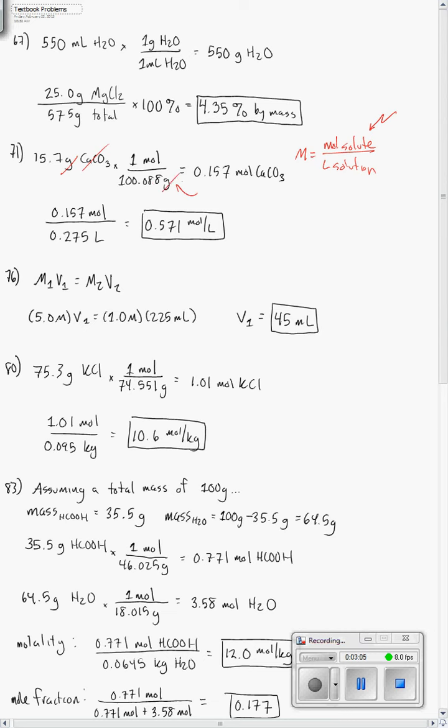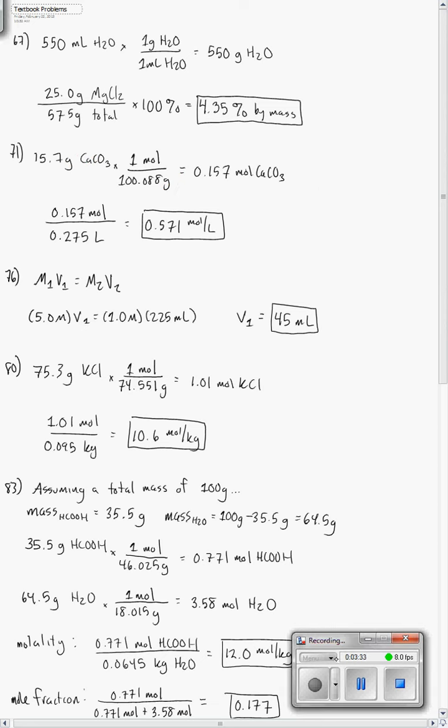We want to divide this by liters of solution. We're told that we have 275 milliliters. There are 1,000 milliliters in a liter, so 275 milliliters is the exact same thing as 0.275 liters. Now we've got our moles of solute and our liters of solution. It's just a matter of dividing one by the other. If you do that, you'll end up with a concentration of 0.571 moles per liter, or 0.571 molarity.